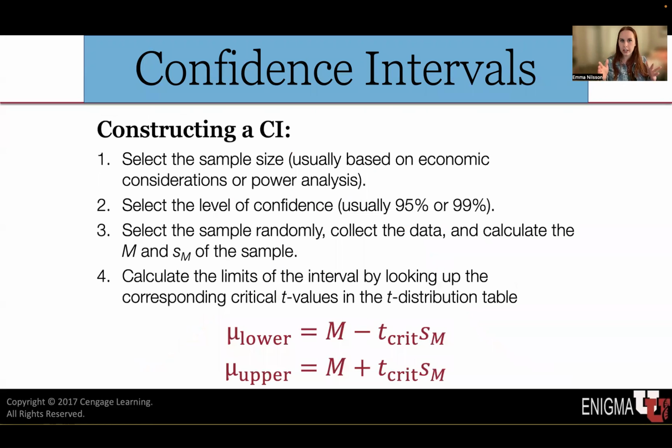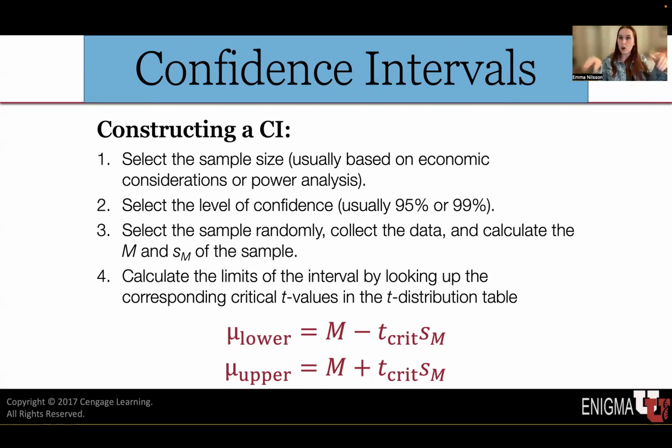So that's what it's going to look like, but let's talk about how to construct it. So the first step we're going to do is select a sample size for our study, which is usually going to be based on either economic considerations, how much grant funding you have, how many resources you have for your study, or maybe a power analysis, which we've talked about before. Then we're going to select our level of confidence. Usually you're going to go with a confidence interval of 95% or 99%. Then you're going to do your experiment. You're going to select your sample randomly. You're going to collect your data. You're going to calculate your sample mean, your sample standard error, all that kind of stuff.